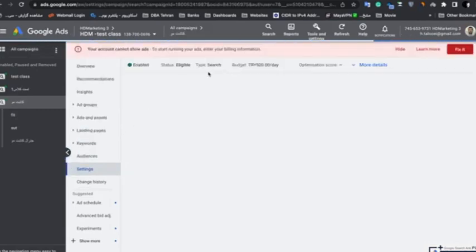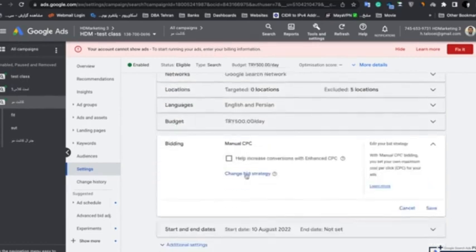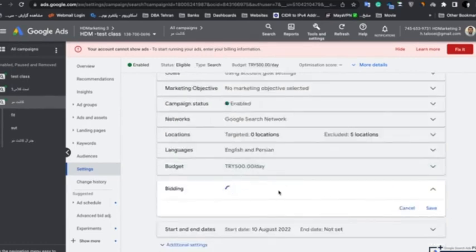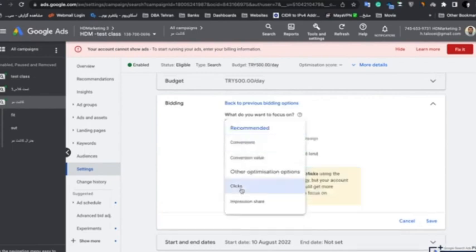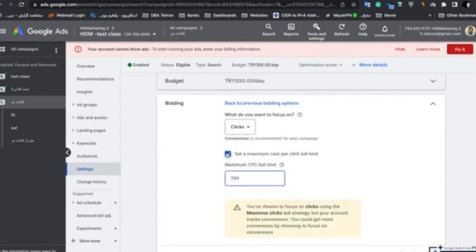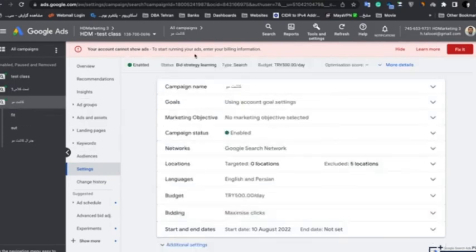Assume I come here, into the settings, not everywhere. I say the optimization score is not important for us and it doesn't affect your performance at all. It's very important to raise the optimization score and it's not important at all. Well, I come into the bid and look, I say change bid strategy. When I take this bid strategy from here to maximum clicks or set it here on, in fact, I set it to the maximum bid level. And because your campaign will explode. Well, look and see. The bid strategy sets learning.